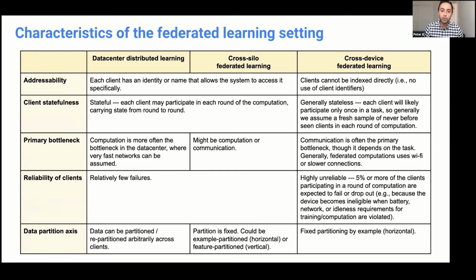In data center training, we can maintain worker states and things like that. So there are all these nuances that I'm showing on these slides that make federated learning a very unique and important setting of machine learning.